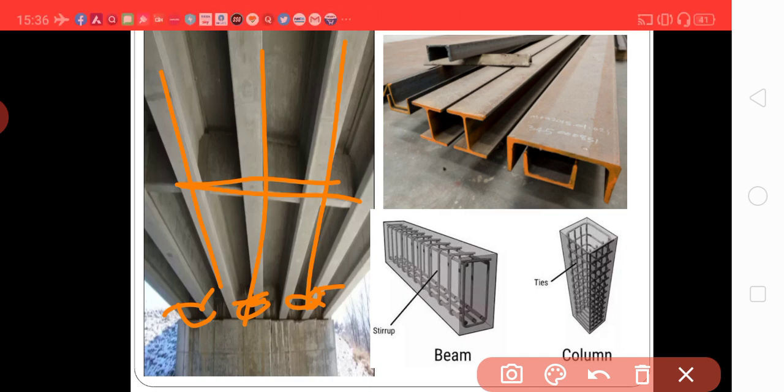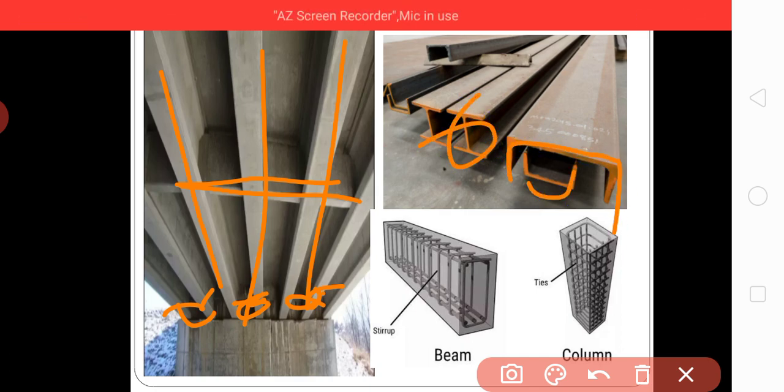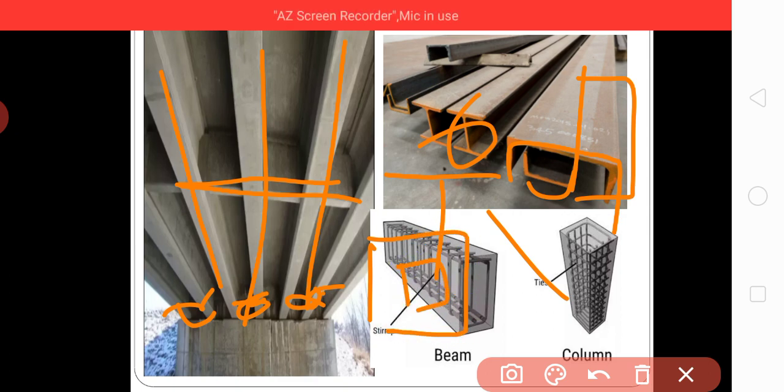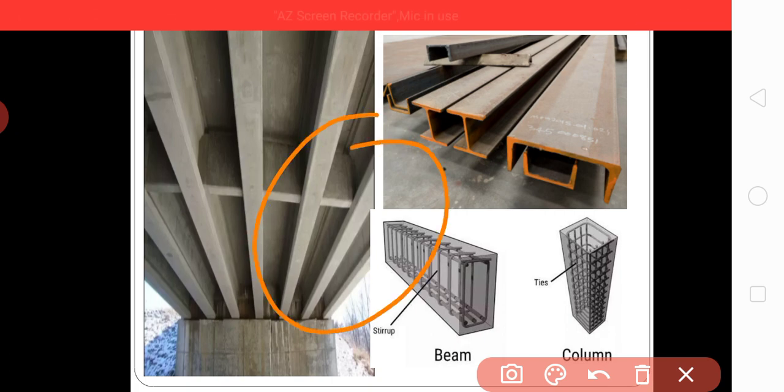These are the sections. This is the I section, this is the U section. There can be a T section, which is like this. There can be an X section. There can be a box section. Box section means it will be like this. There can be a circular section like this, hollow circular and solid circular.